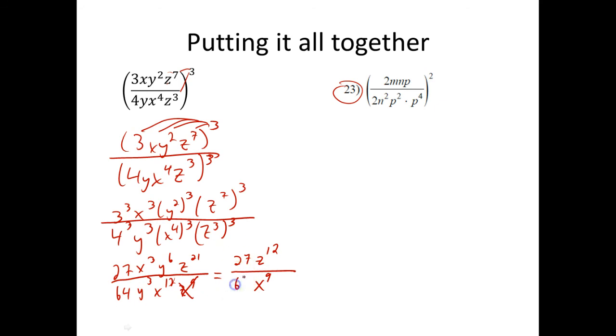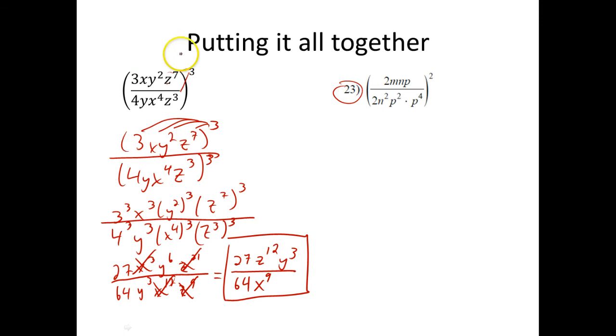That 64 is still hanging out there. So, took care of my z's, took care of my x's. Let's look at the y's. You got 6 y's up top, 3 y's on the bottom. 3 of those will cancel, and I'll be left with 3 y's on the top. So I have y cubed on the top. And that is the most you can simplify that guy.